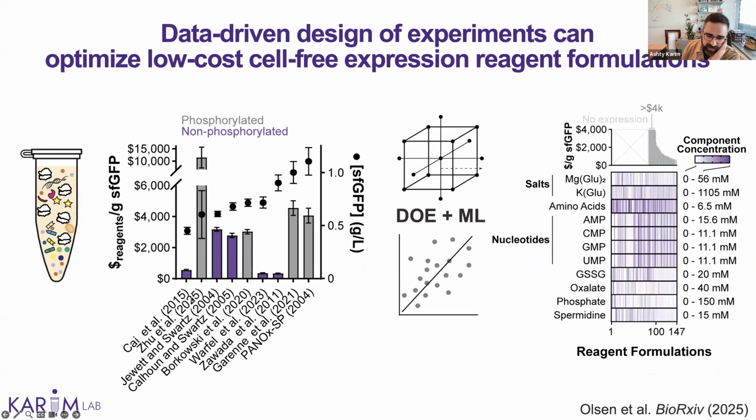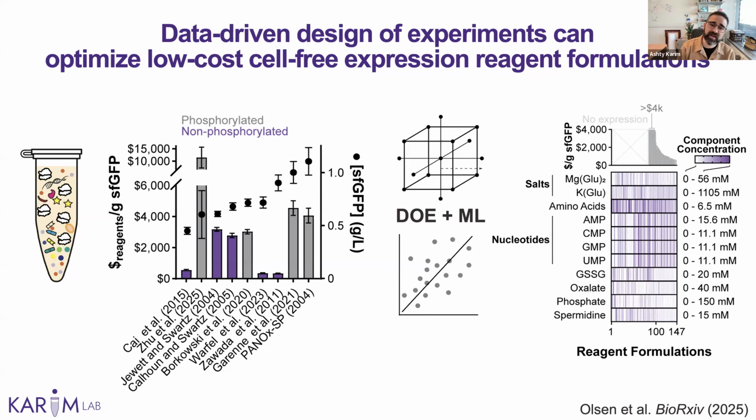And so a graduate student co-advised by Mike Jewett and I looked at many of the published cell-free reagent formulations, and in her hands, recreated each of these systems on the x-axis here, and then looked at the costs of reagents per gram of GFP produced on the left y-axis. And so those are the bar graphs. And then just gram per liter of protein. Those are the dots with error bars here. You can see that the PANOx-SP makes the most protein, but is in the higher end of costs. And then we have these low cost formulations that make a little bit less protein.